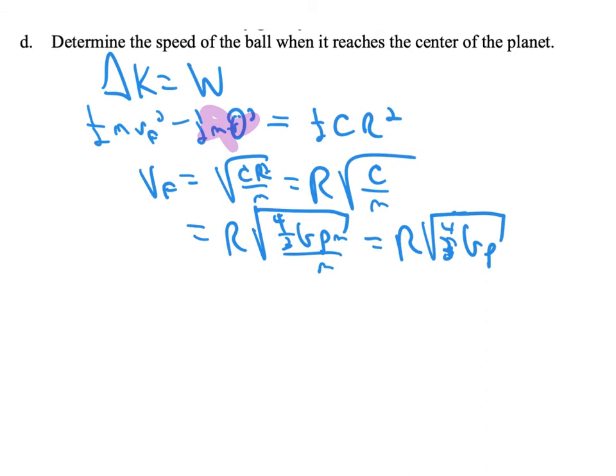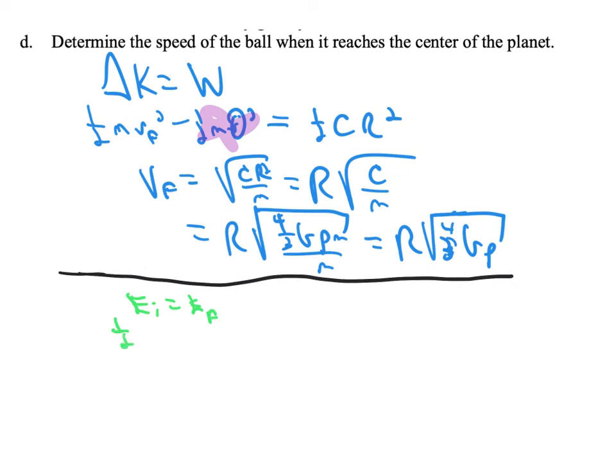Or you could do this by energy conservation, which will look basically the same way, because you would have the energy at the start equals the energy at the end. The energy at the start was 1/2 cr squared. The energy at the end, of course, is 1/2 mvf squared. And now we're in the same place, so we really can just solve it the same way.